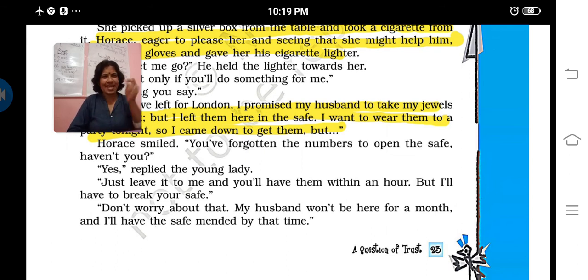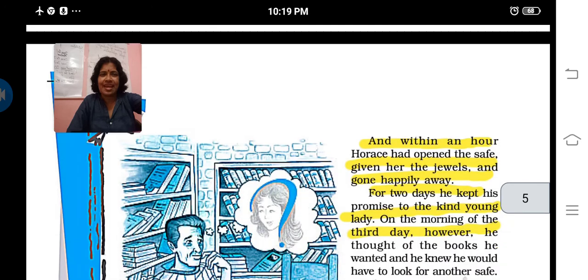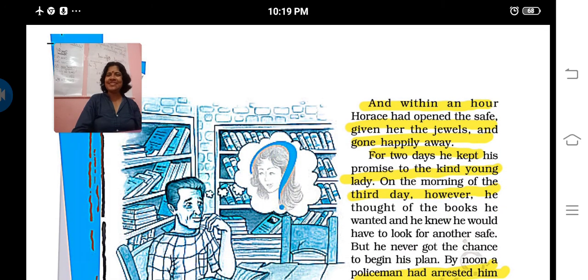So Horace said, wait, don't you worry, give me some time, I'll break open the lock. Okay, but what will happen if your husband will be here and I'm breaking the lock? Then she says, you don't worry, my husband won't be here for 1 month and I will get the locker repaired by the time he comes back. And so, neatly Horace breaks the safe, gave her the jewels, and both of them parted.